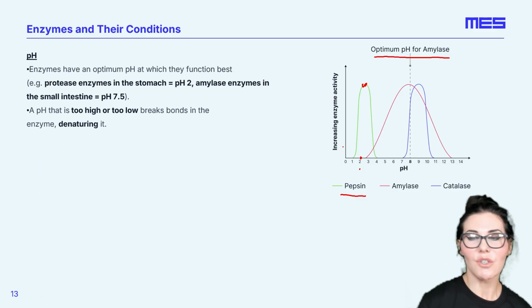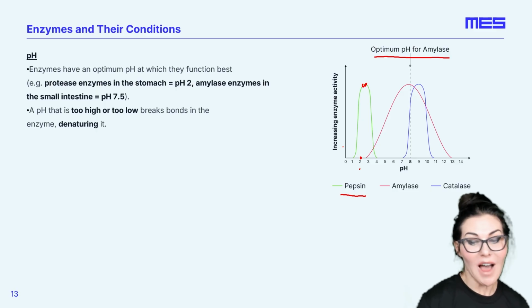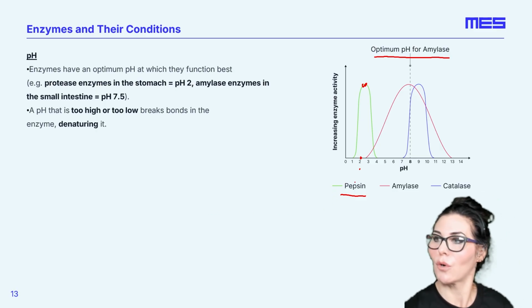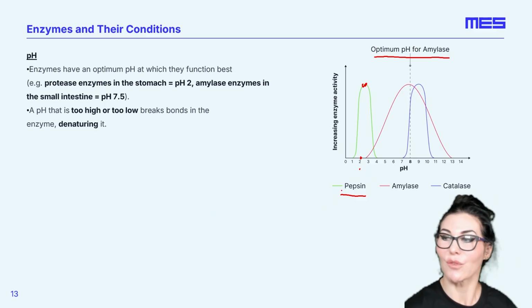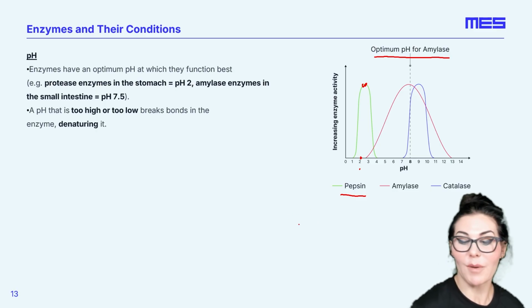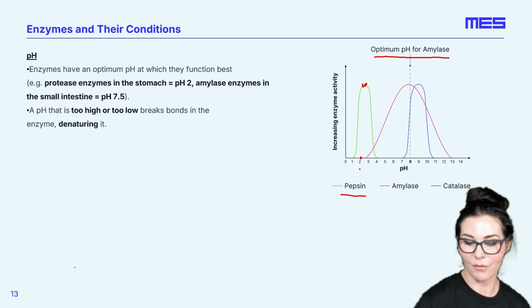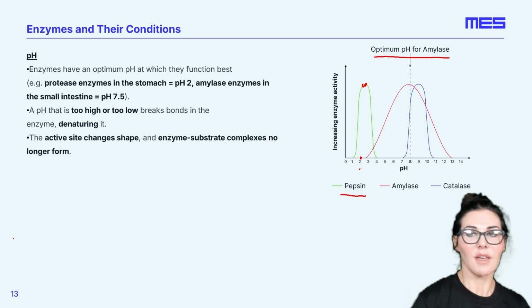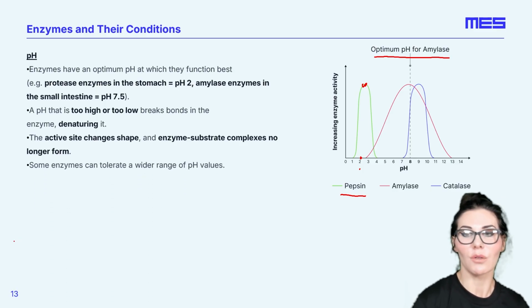If the pH does get too high or too low for that enzyme, then that enzyme will also go into a denatured state because it causes bonds to break in the enzyme's structure. Pepsin, therefore, would denature if you put it in a pH of 4. Amylase would denature if you put it in a pH of 3 or a pH of 11. You can see that on the graph. So just to reiterate, denaturing is when the active site changes shape, the enzyme substrate complexes can no longer form, and the reaction will come to a halt.